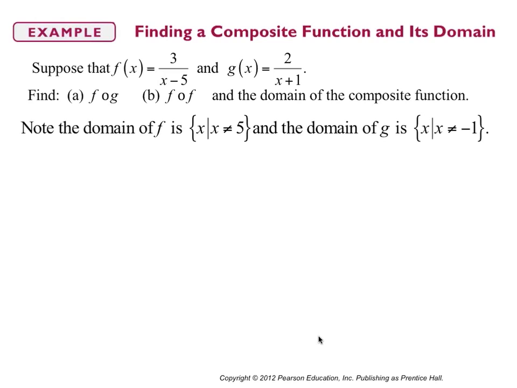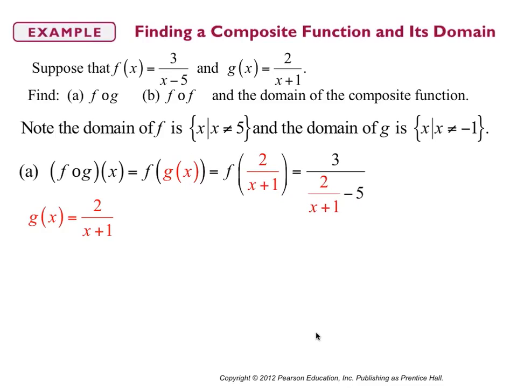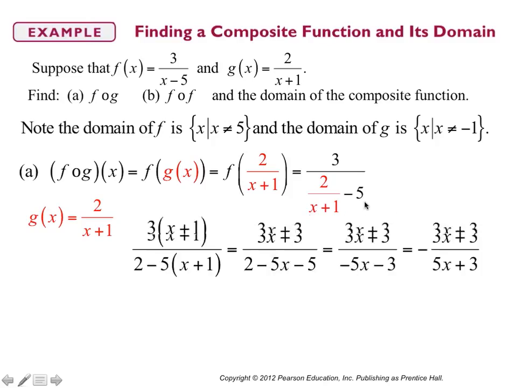Okay, so again, we have the same two functions here. We want to go ahead and find f of g of x. So I think this is a slightly easier way to find the domain shown on this slide. So let's go ahead and find f of g. We take g of x, which is 2 over x plus 1, and we plug that in for x into our function f. So we have 3 over 2 over x plus 1, which looks a little nasty, minus 5.